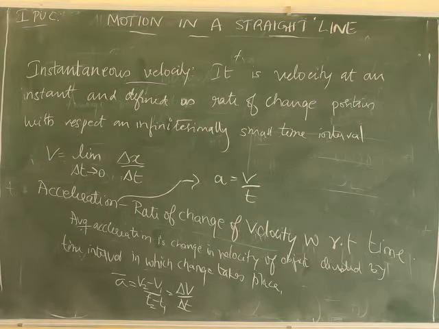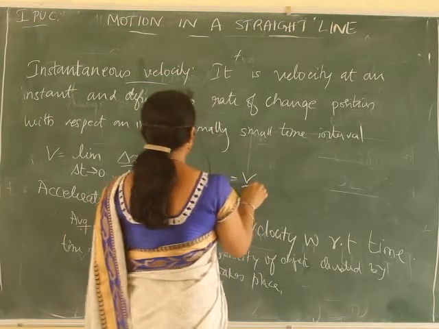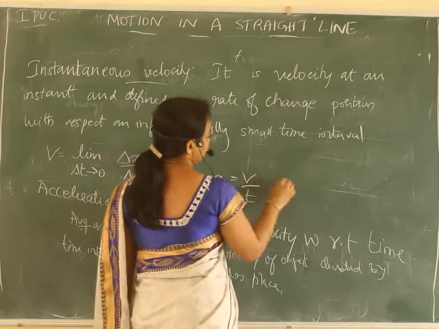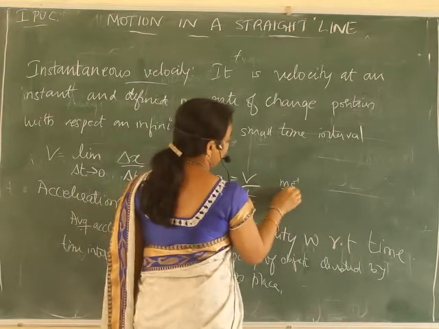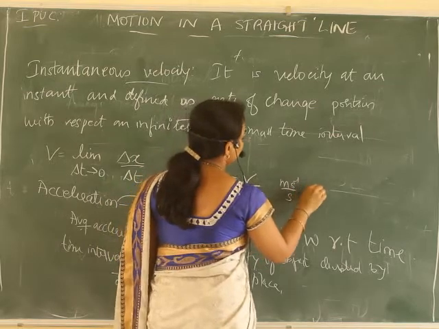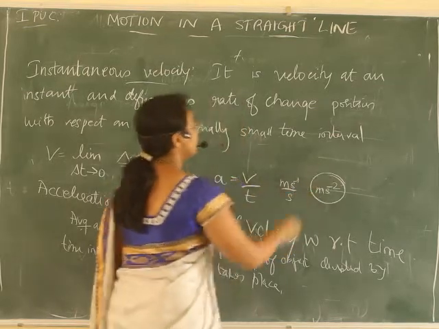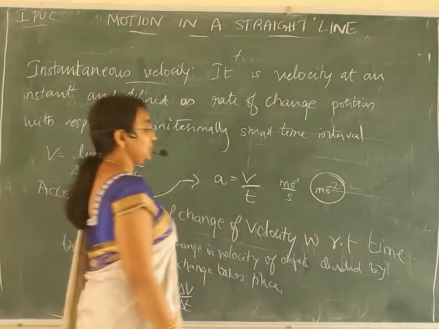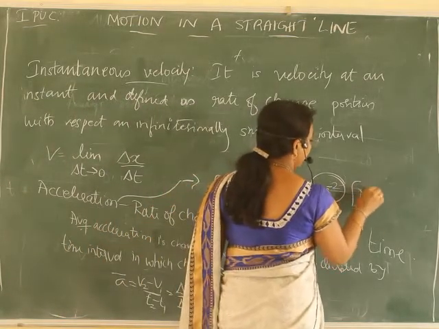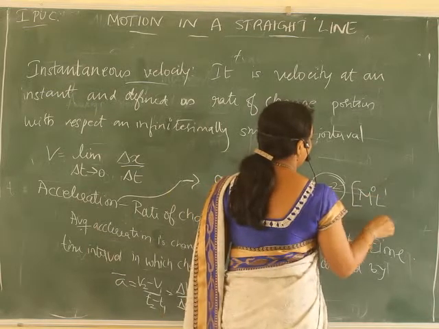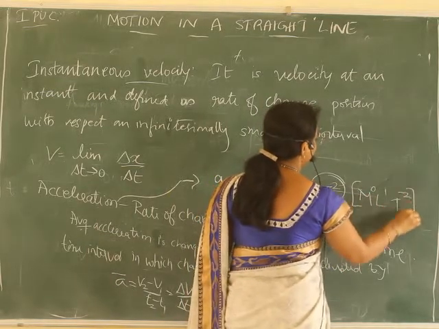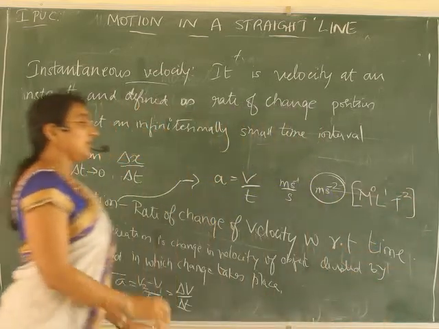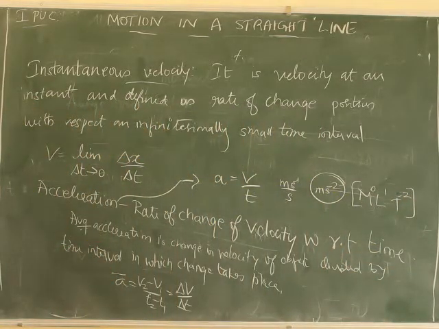Understood? What is the SI unit of acceleration? Velocity is meter per second, time is again second, so it becomes meter per second square. This is the SI unit of acceleration. What about the dimensional formula? M to the power 0, L to the power 1, T to the power minus 2. This is the dimensional formula for acceleration.